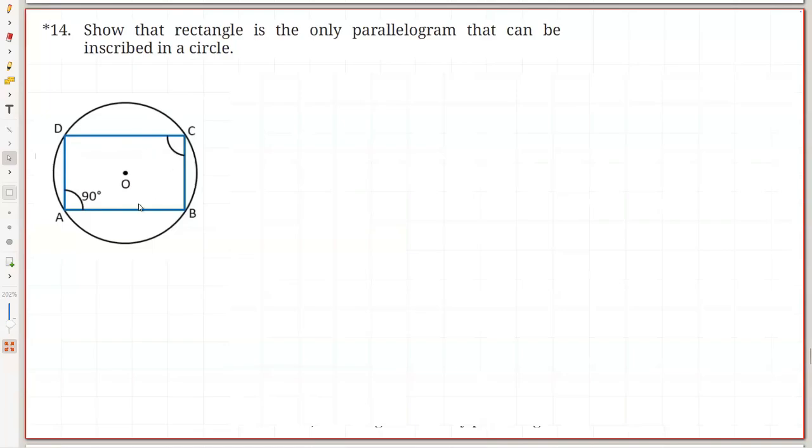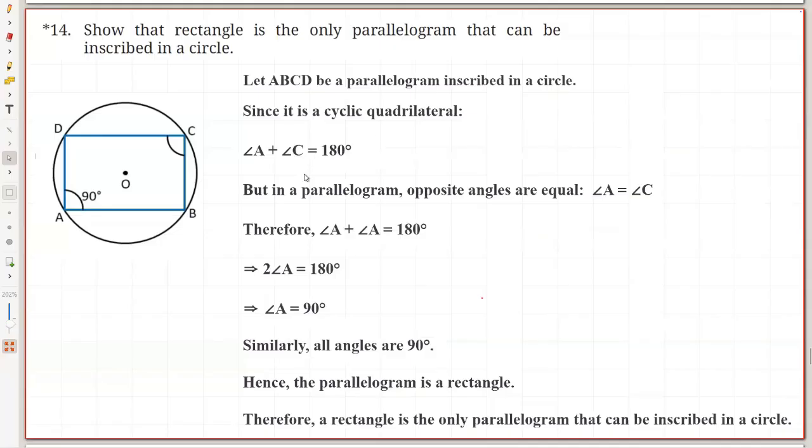In a parallelogram, opposite angles are equal. If I want to prove a parallelogram is a rectangle, if I prove one of the angles is 90°, then I can say ABCD is a rectangle. Here they have to show that a rectangle is the only parallelogram that can be inscribed in a circle. Inscribed in a circle means we can just say ABCD is a cyclic quadrilateral. In a cyclic quadrilateral, we know that the sum of two opposite angles is equal to 180°.